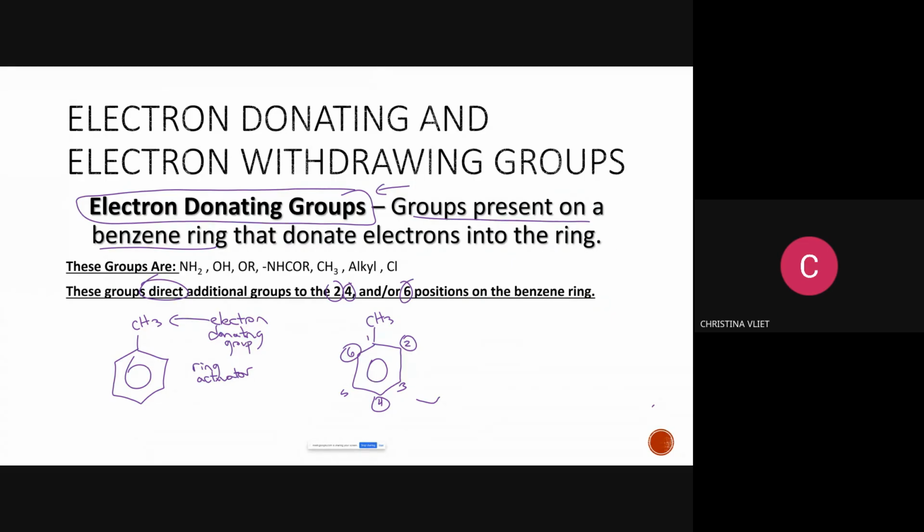What are the electron donating groups? The electron donating groups are methyl groups, alcohol, ether, amine, and amide. Those are the electron donating groups. Typically, to be an electron donating group, it has to have a pair of electrons that's being donated into the ring, or it's an alkyl group, a methyl group, that donates into the ring because of the inductive effects.